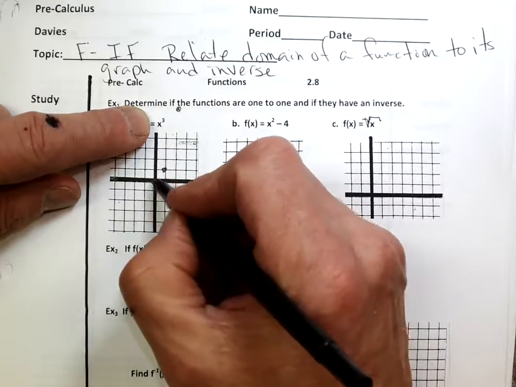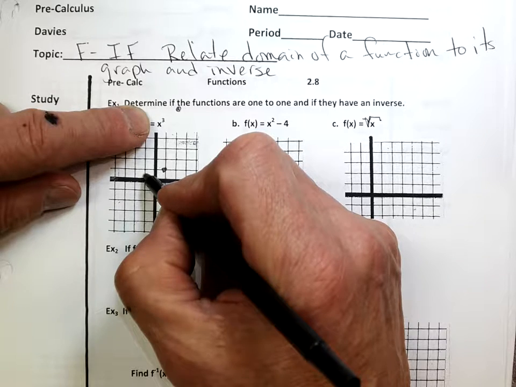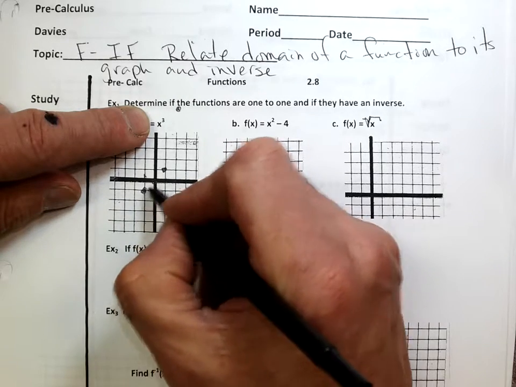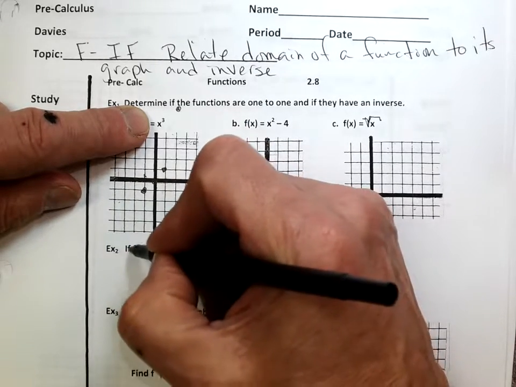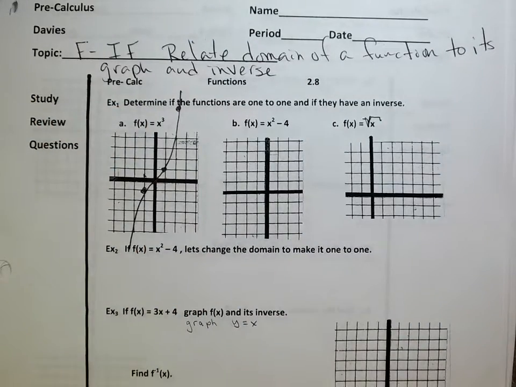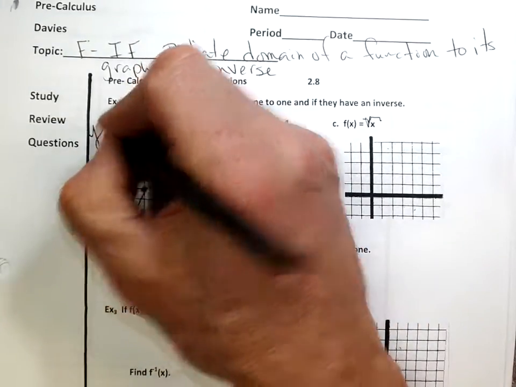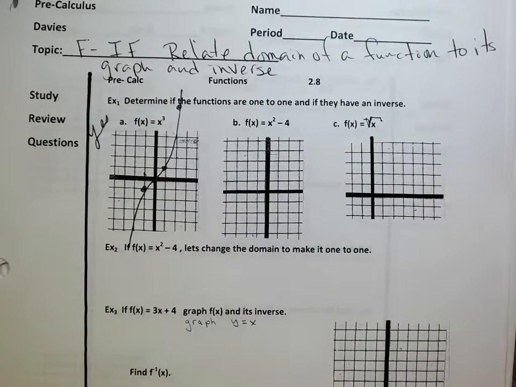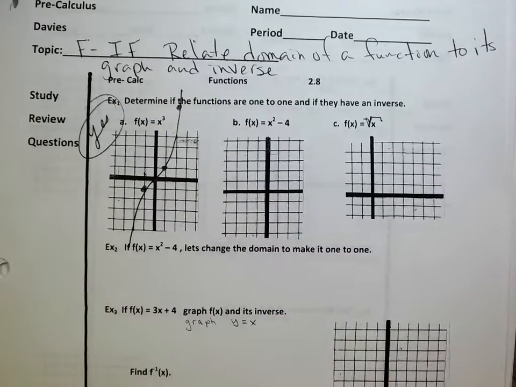Okay, now, negative 1. Negative 1 cubed is? Negative 1. Negative 2 cubed is? Don't say negative 6, please. Negative 8. So this graph looks something like this. Is it one-to-one? Yes, because it passes our vertical line test. Does it have an inverse? Yes, it has an inverse. If it's one-to-one, then it has an inverse, okay?